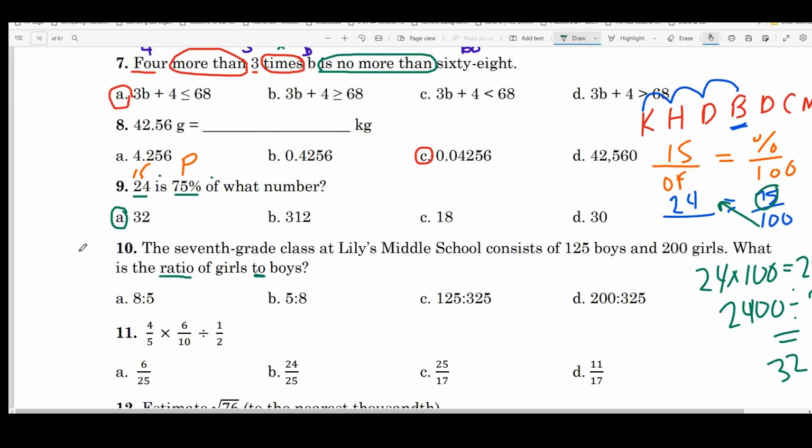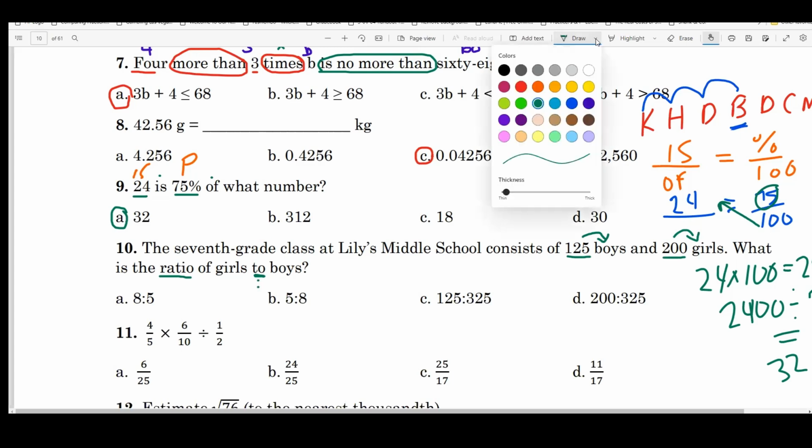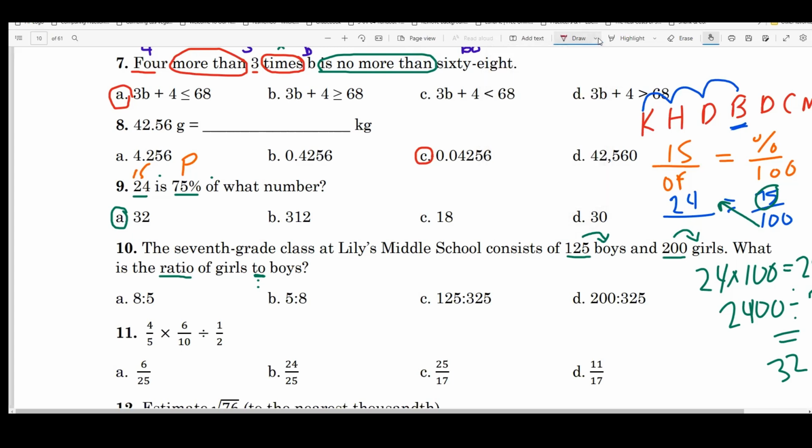So if we look at the question, it says the 7th grade class at Lily's Middle School consists of 125 boys. So I know I have 125, and that's describing the number of boys, and I have 200, and that's describing the number of girls. So when you see the word to, that lets you know where your colon is. Remember, anytime we are dealing with ratios, ratios can be written 3 different ways: using a colon, using the word to, or as a fraction. You have to know those 3.